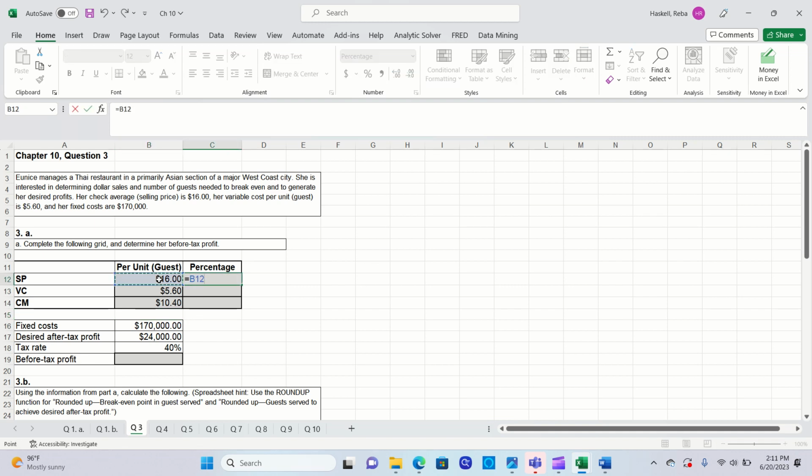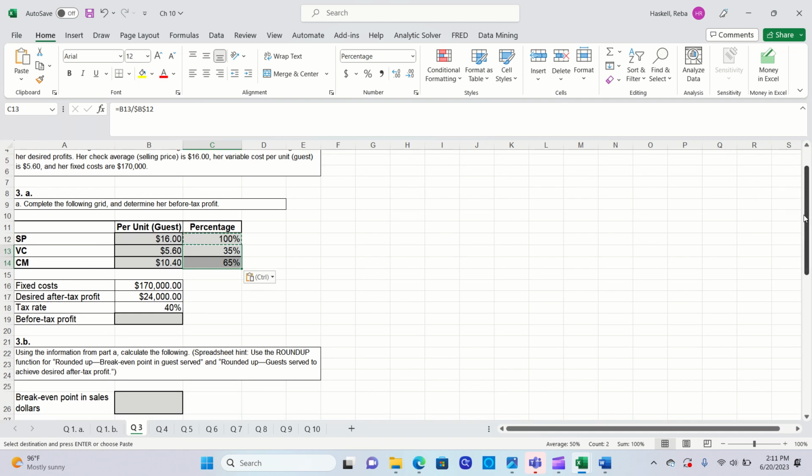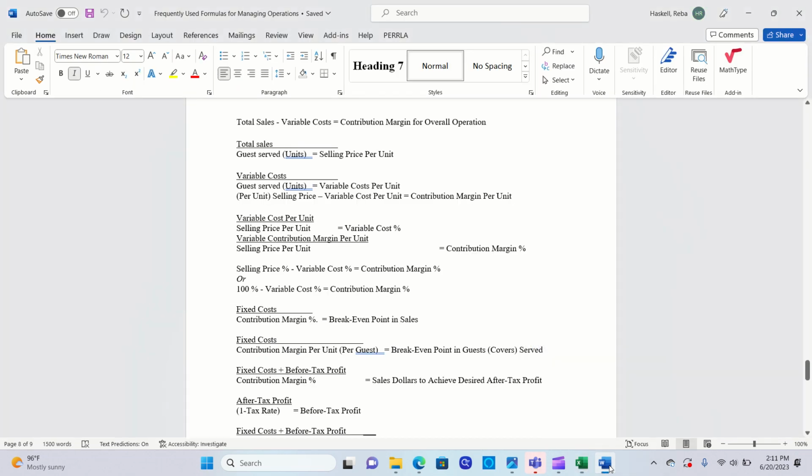We're going to take our selling price, and for just our first one, that's going to be divided by our selling price. And we can absolute that cell. So then we can go ahead and we can copy this. So we see our variable cost percentage is 35%. Our contribution margin percentage is 65%. So our before tax profit, okay, we want to calculate our before tax profit. Let's look at our formula here, okay?